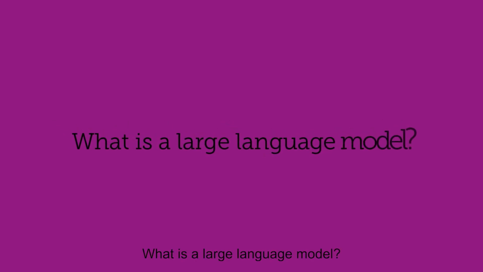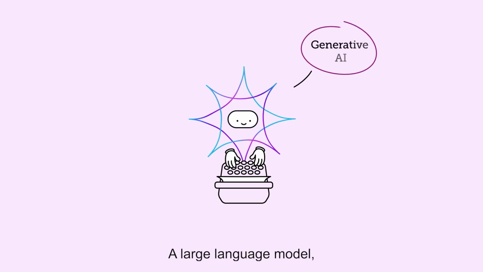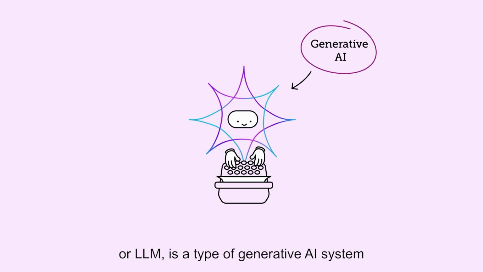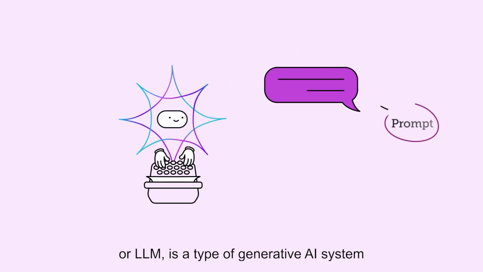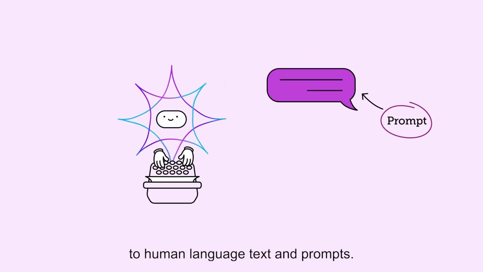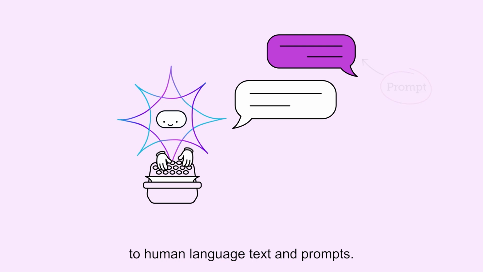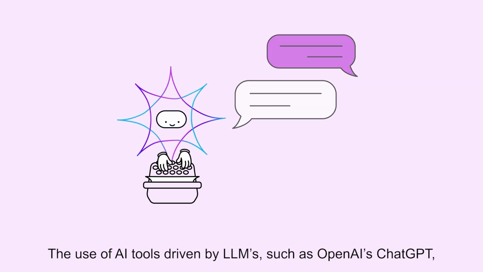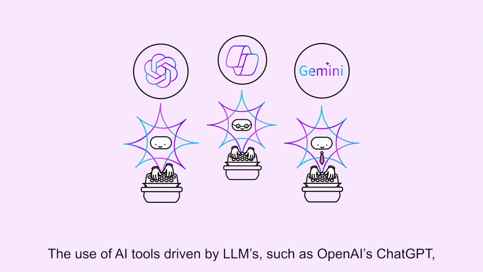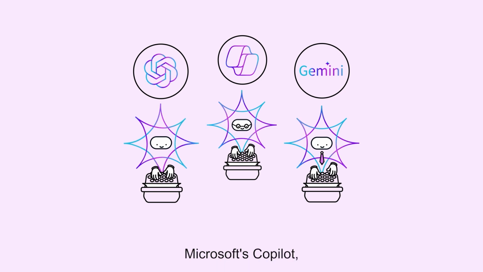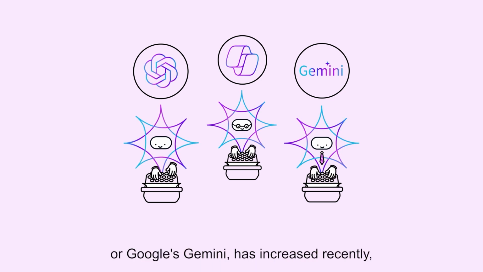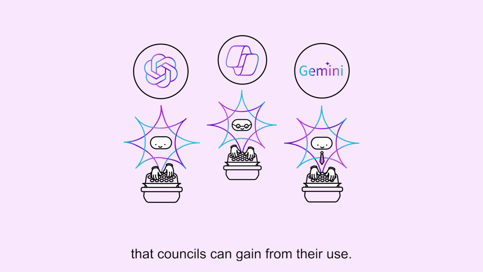What is a large language model? A large language model, or LLM, is a type of generative AI system that can process and respond to human language, text, and prompts. The use of AI tools driven by LLMs, such as OpenAI's ChatGPT, Microsoft's Copilot, or Google's Gemini, has increased recently, and there are many benefits that councils can gain from their use.